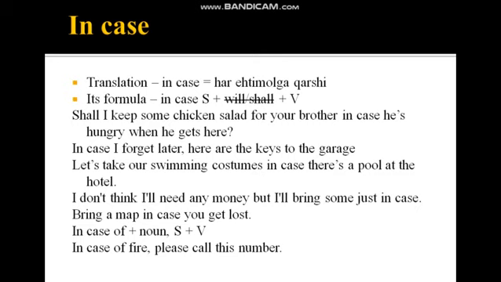Shall I keep some chicken salad for your brother in case he's hungry when he gets here? See guys, and in case I forget later, here are the keys to the garage. Or let's take our swimming costumes in case there is a pool at the hotel. I don't think I'll need any money, but I'll bring some just in case. Bring a map in case you get lost. So guys, pay attention to this sentence.